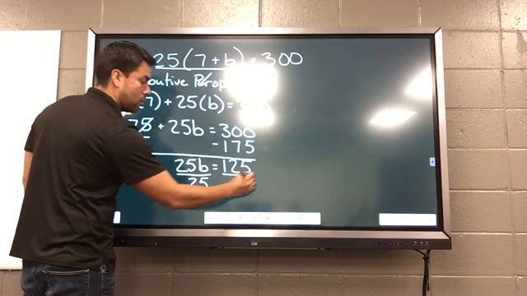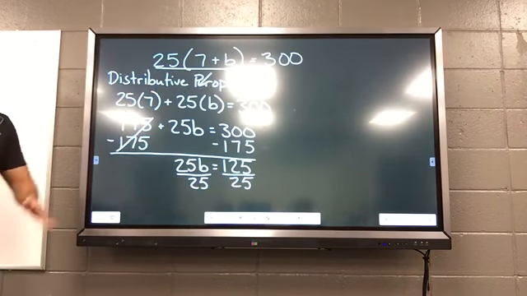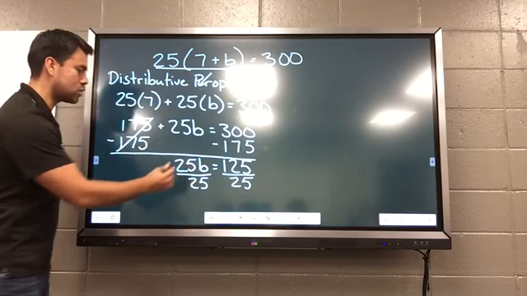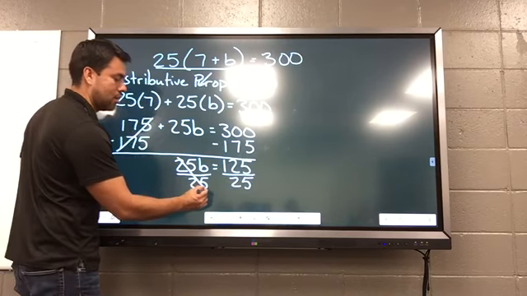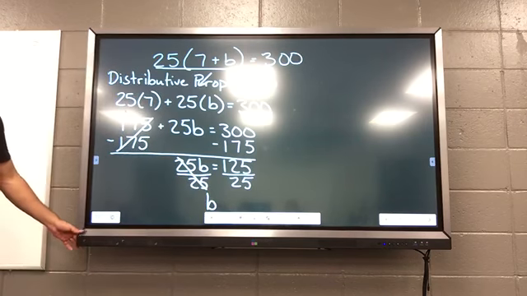And then 125 divided by 25. So you divide both sides by 25. What's 25 over 25? 1 times B. What property is that? The identity property of multiplication.